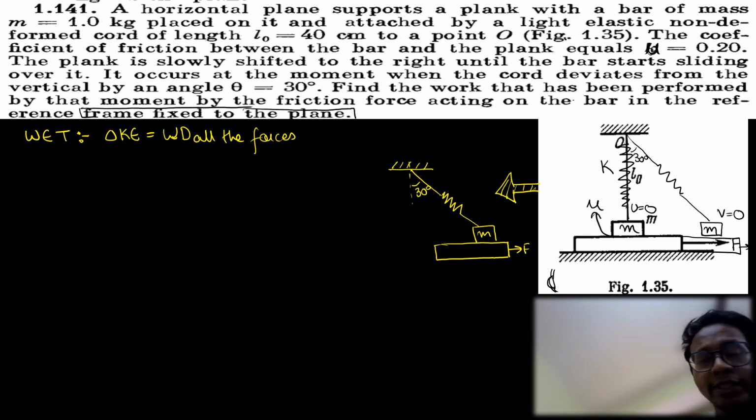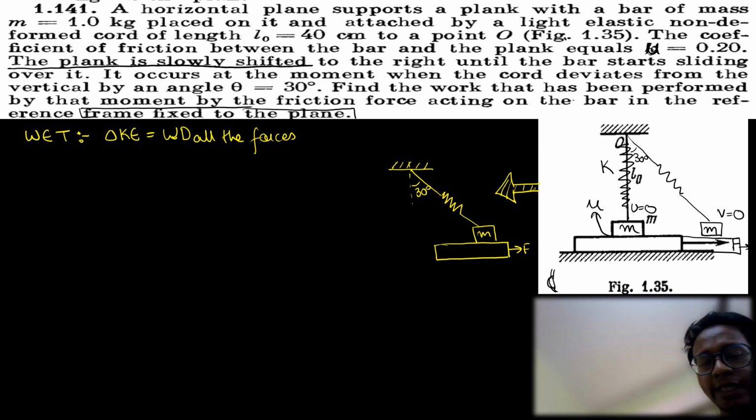Why is the final velocity 0? Because the plank is slowly shifted. That means acceleration out here is equal to 0, and the velocity with which the shifting is being done is very small, or infinitely small, or nearly equal to 0. So initial velocity is equal to 0, final velocity is equal to 0.